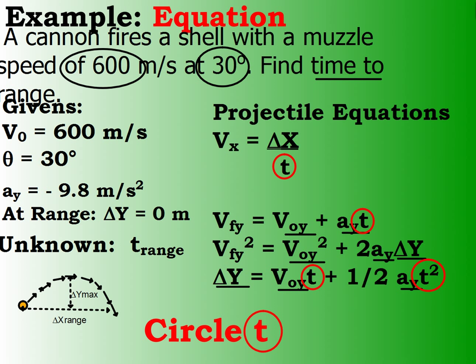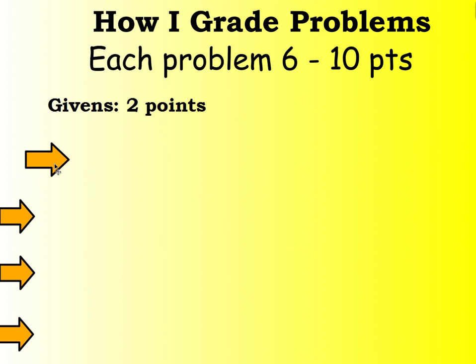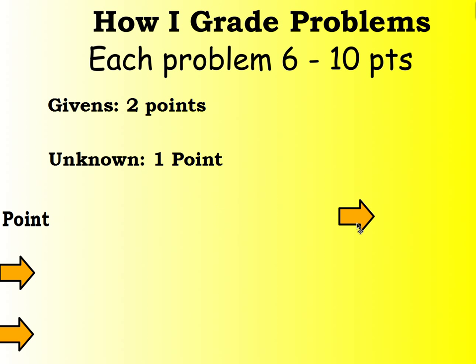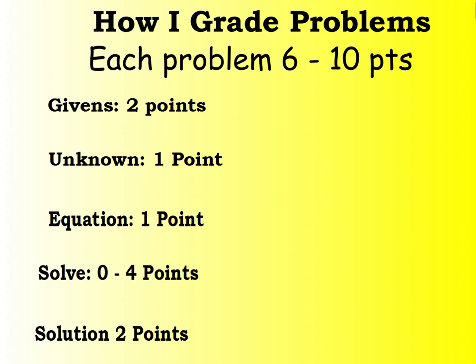Now, unfortunately, you're going to have to grade the problems. That which is not graded is not done. Each problem that I grade is usually worth anywhere from 6 to 10 points. To grade, I give about 2 points for givens, 1 point for the unknown, 1 point for the equation, anywhere from 0 to 4 points for solving, and then 2 points for the solution.